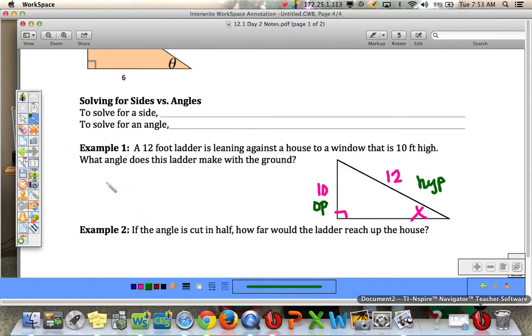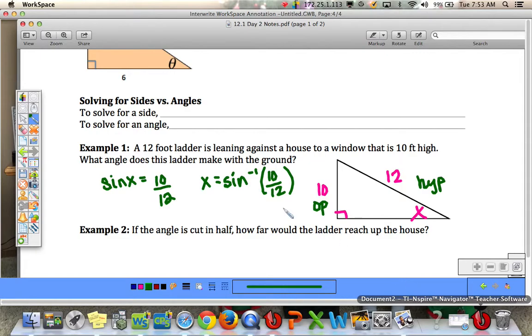So if you look at SOHCAHTOA, that's sine. So sine of x equals opposite over hypotenuse. To get rid of the sine, take the sine inverse. So here's what that looks like, 10 over 12.